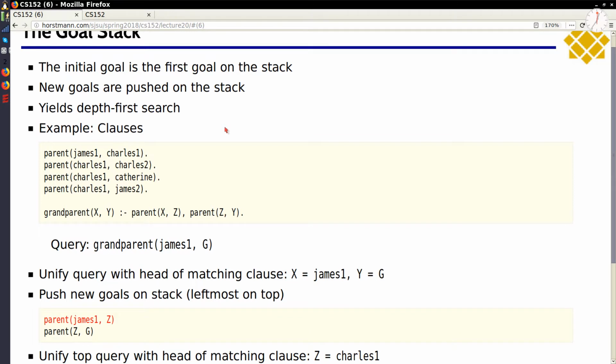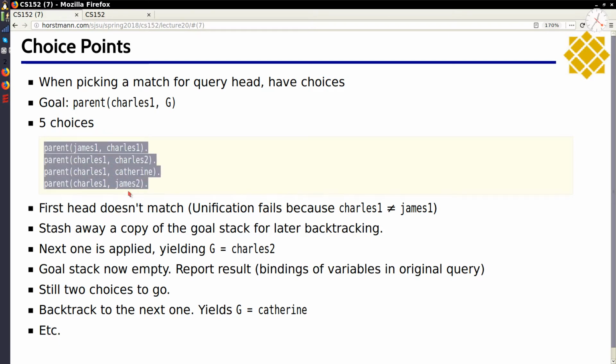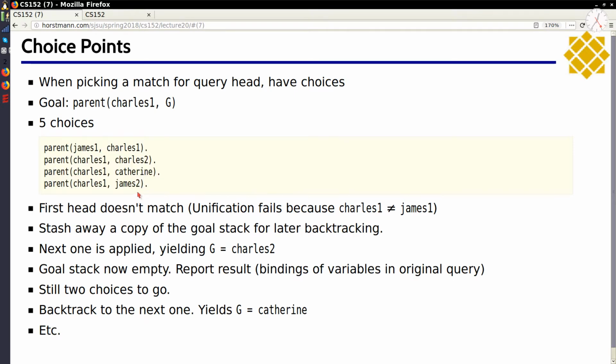Now there's a third thing that Prolog does, and that is that it takes care of all the choices. So let's say that I want to solve the goal parent Charles I and G, so I want to find the children of Charles I. There are 4 choices, never mind the 5, that's a typo. So in my set. Now the first one here, well, let's see what happens.